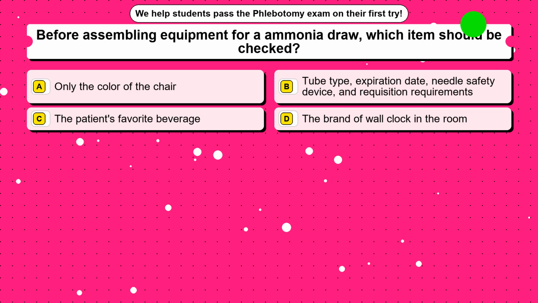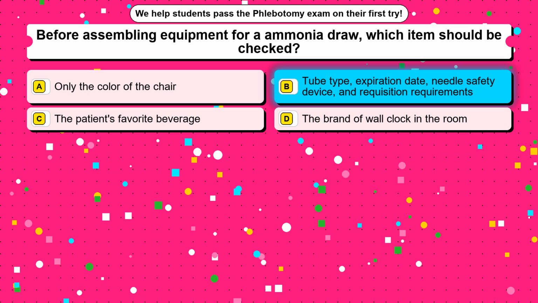Question 89. Before assembling equipment for an ammonia draw, which item should be checked? Option A. Only the color of the chair. Option B. Tube type, expiration date, needle safety device, and requisition requirements. Option C. The patient's favorite beverage. Option D. The brand of wall clock in the room.